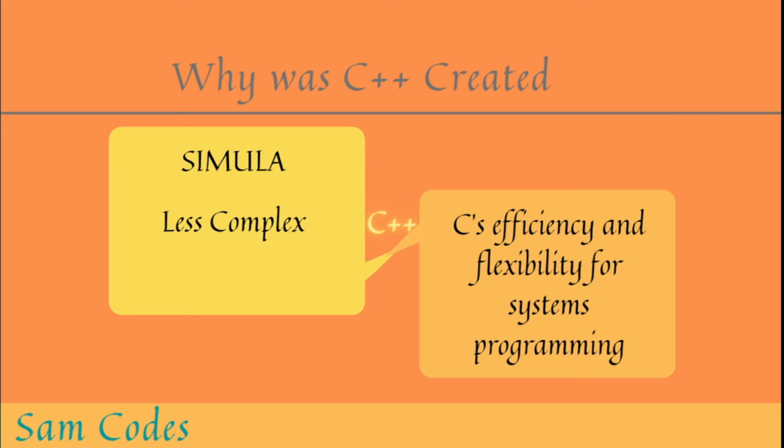Now, why was C++ created? So basically what we needed was that we wanted all the advantages of the C programming language and we didn't want the disadvantages of the C programming language. So that's why we got C++. We wanted all the efficiency, the speed, the flexibility of C, but we didn't want the complexity of C. So that's why C++ was created.